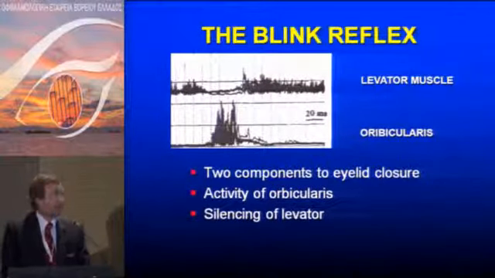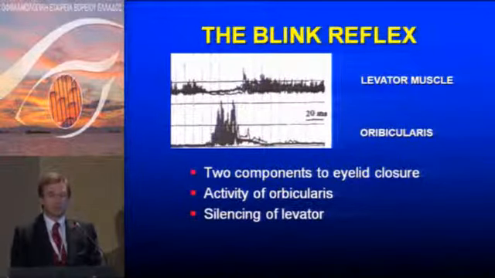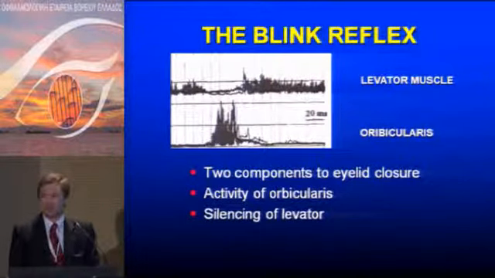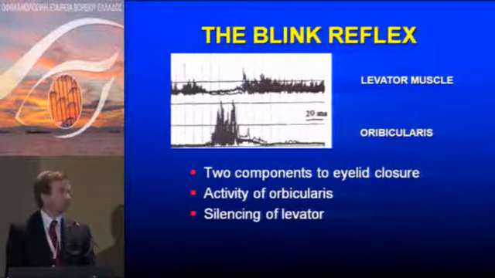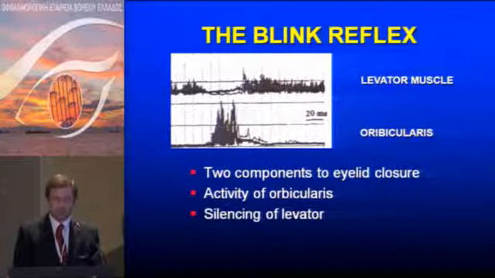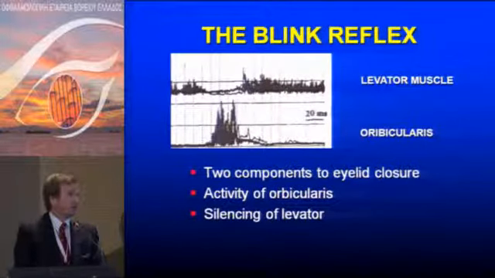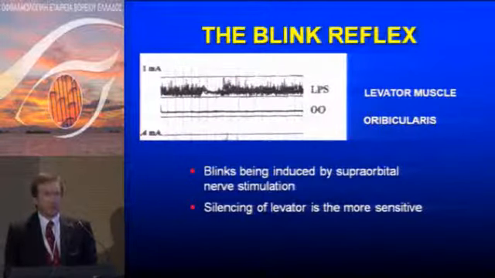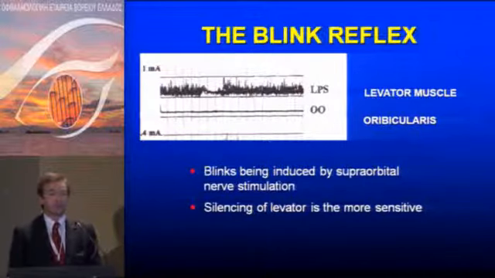If you look at the blink reflex, it has two clear components to it. There is silencing of the levator muscle to raise the lid, and then there is spasm of the orbicularis muscle to cause the lid to shut. And you can stimulate the blink reflex by stimulating the supraorbital nerve, and if you do that, the silencing of the levator muscle is the more sensitive of the two processes.